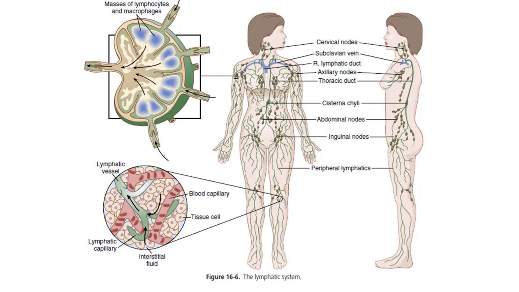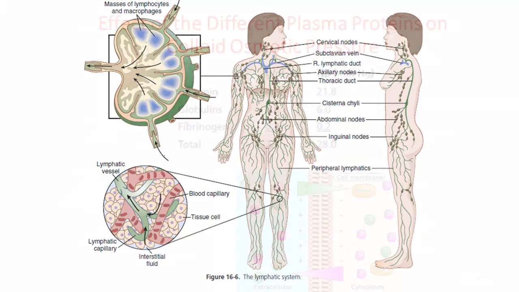Lymphatic vessels collect fluids, and the left part of our body empties lymph fluids into the left subclavian vein, and the right part of our body empties fluids into the right subclavian vein, and then they empty into veins and return fluid and proteins to the circulatory system.